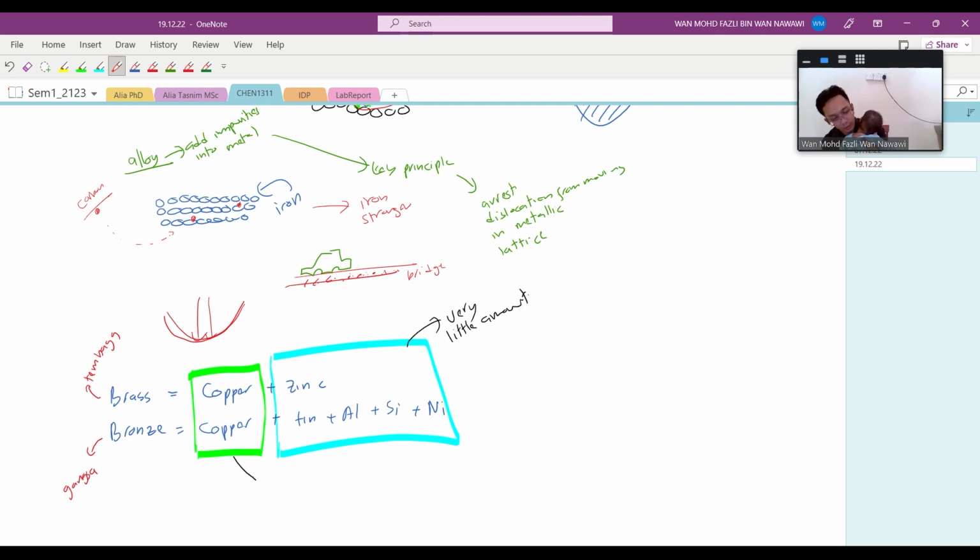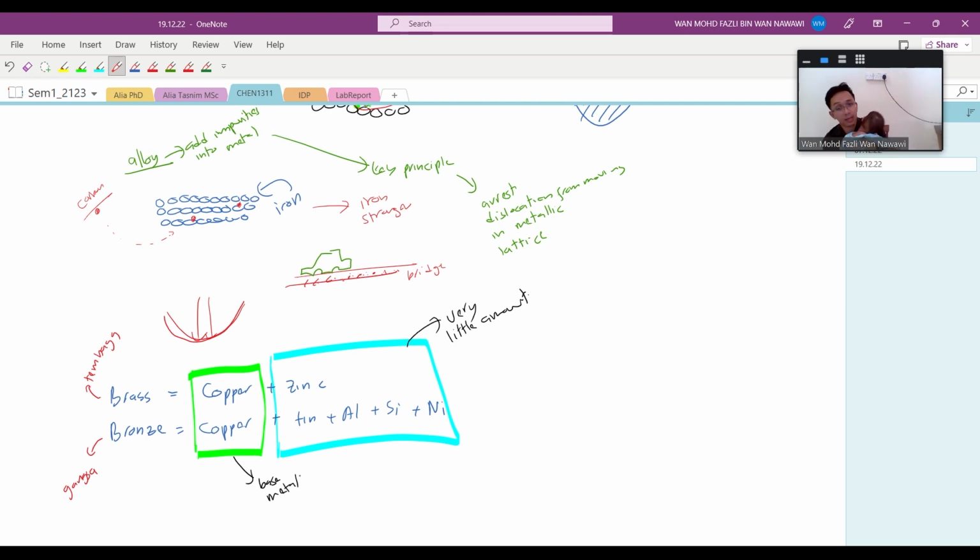So this is what we call base metal lah. Base metal. Okay. See? So an alloy is not like you add 50% plus 50%. No, more often than not, there is a base metal which makes up the bulk of the alloy, and then there are trace amounts of whatever impurities they add.